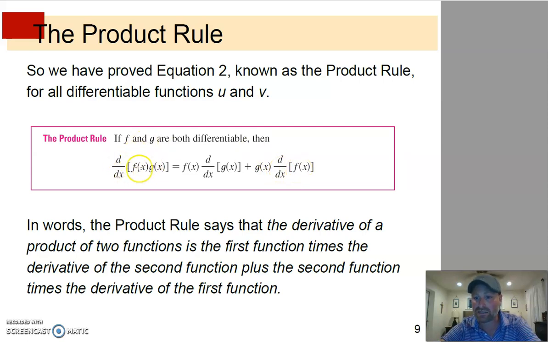So f of x represents the first function, g of x represents the second function. So essentially, you are going to take that first function and multiply it by the derivative of the second function. So notice you're not taking the derivative of the first. You're simply taking the first as is and multiplying it by the derivative of the second. And then you're adding to that the second function, not taking the derivative of it here, but multiplying the second function by the derivative of the first. All right? And that is going to help you to calculate the derivative of two functions being multiplied by each other.